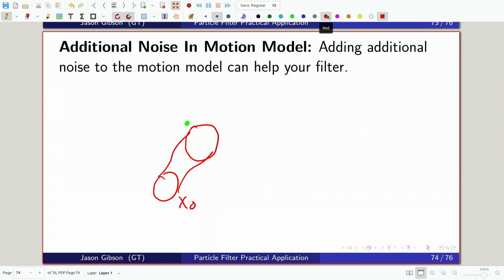Sometimes it's really nice to add more noise than you think should exist in the motion model, because then you'll get some kind of uncertainty like this, and it'll tamp down based on your actual sensor reading. So now you'll get some representation like that, which is much closer. Obviously this is a tuning thing and just depends on your application.